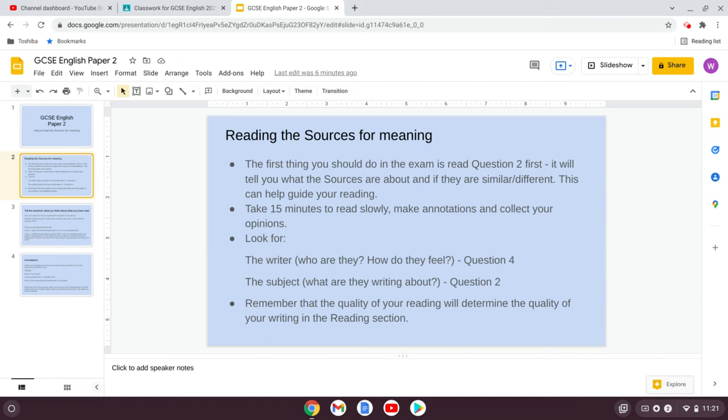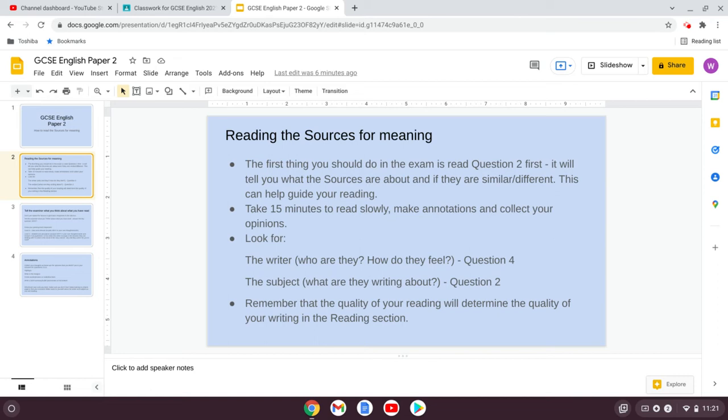So have a quick look at question 2, and it will allow you to see question 2 in advance, so you know what information you can highlight in the sources, so that you're best prepared and ready to answer that question when you get to it. But also it'll tell you what they're about, and if they're similar or different, and then you already can set that in your mind as you're reading it. You'll know roughly what you're reading and what to look for.